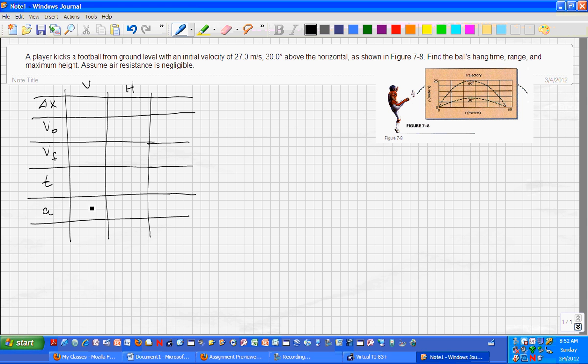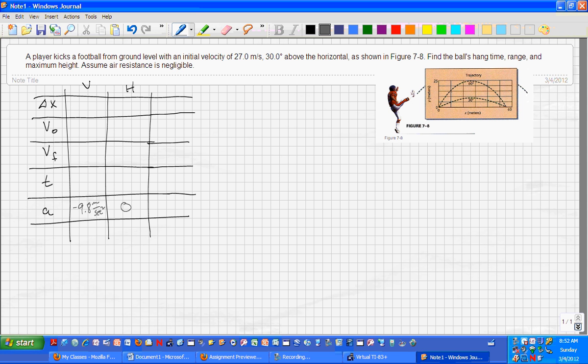We know that the acceleration in the vertical direction is negative 9.8 meters per second squared. It's due to the force of gravity. We know the acceleration in the horizontal direction is 0. We don't know anything about the change in position in either direction.